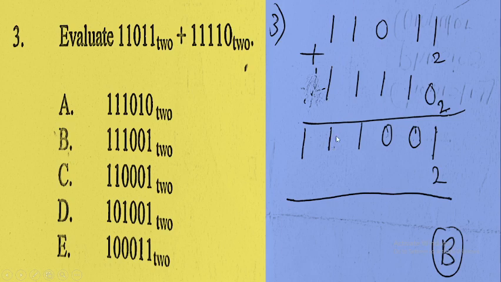So you write the remainder 1 down and you write the 1. So that means you have 1 1 1 0 0 1 base 2 when you add these two binary numbers together. And the correct option here out of the options provided is option B.